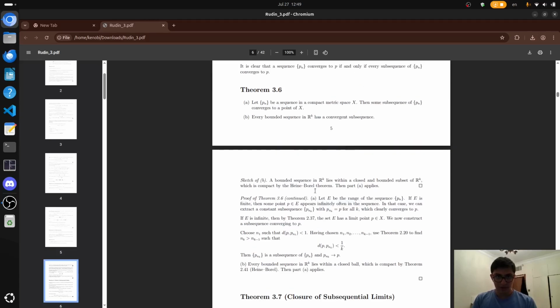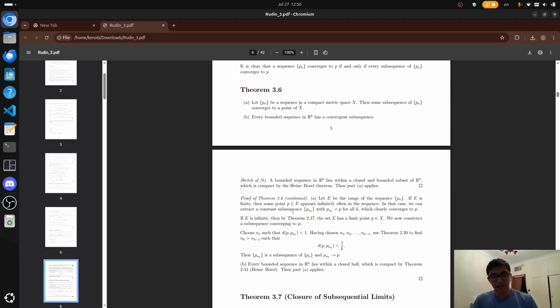So basically we have two cases here, and we want to examine them separately. One case is that we have a finite range, and the other case is that we have an infinite range. If E is finite, then some point P in E appears infinitely often in the sequence, because the sequence is infinite. You have finitely many points, so of course you don't have infinitely many points to fill in these infinitely many places. So you're going to have to repeat these finite points.